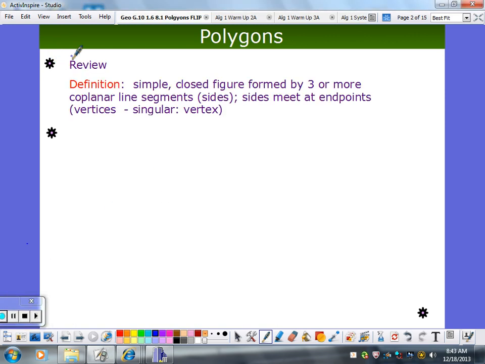Polygons. Definition, what's a polygon? Well, first of all, many, right? Polygons are many sides. So, definition. A simple closed figure, closed, formed by, well, what does that mean, closed? It means the shape has to be finished.